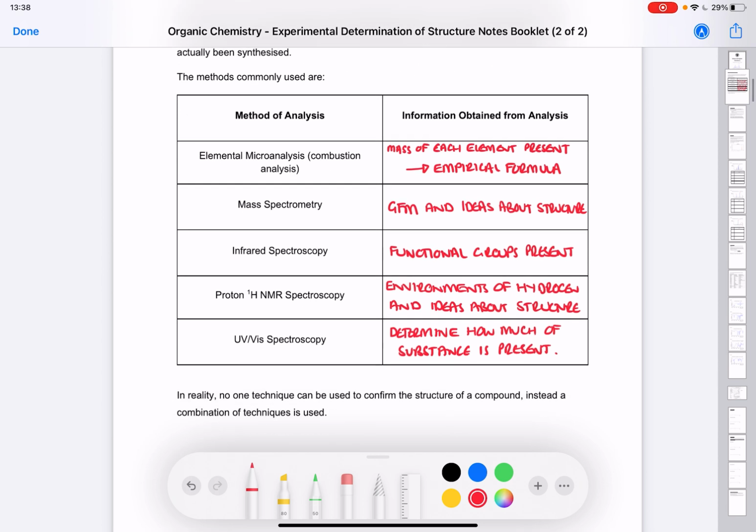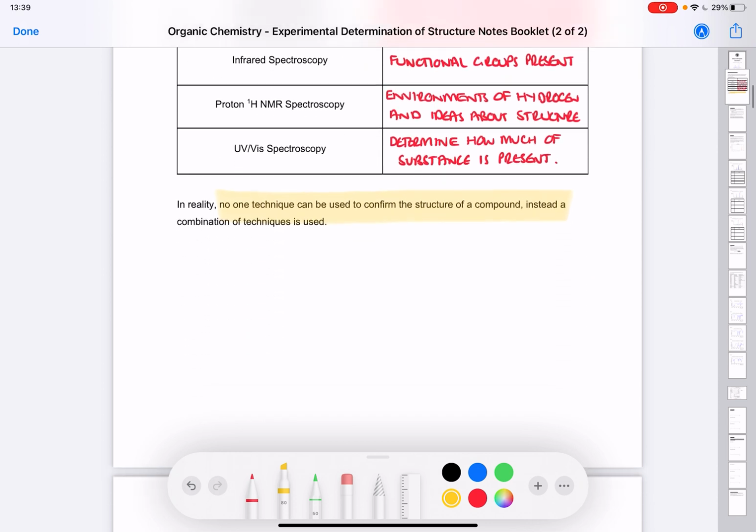Now, in reality, no one technique can be used to confirm the structure of a compound. Instead, a combination of techniques is used. So we couldn't determine the structure of a substance by using just one of these methods. We would more often than not have to use 2, 3 of them.